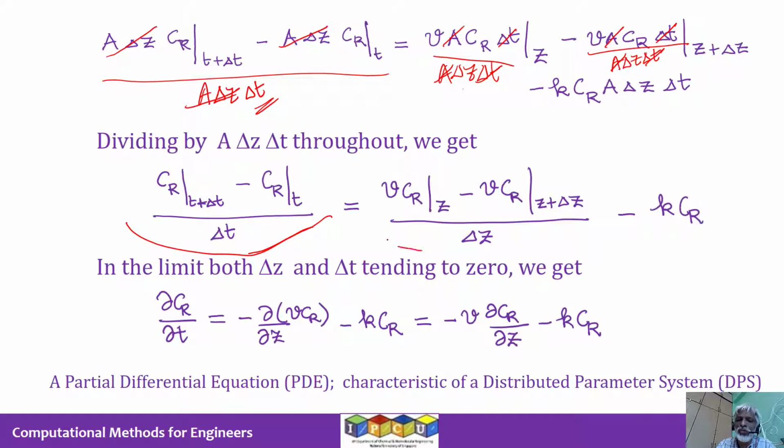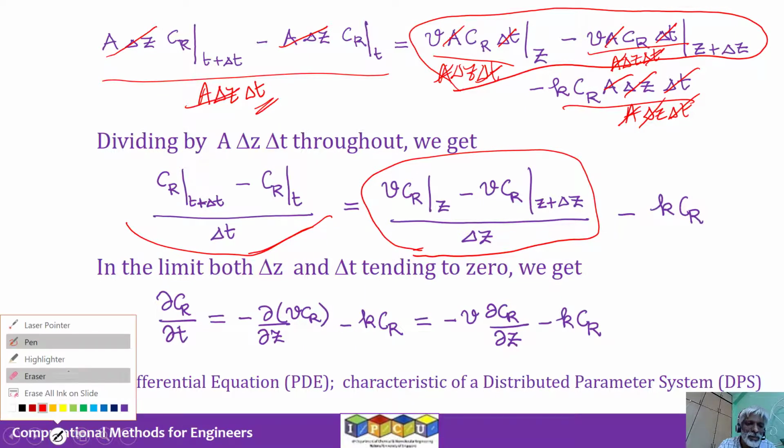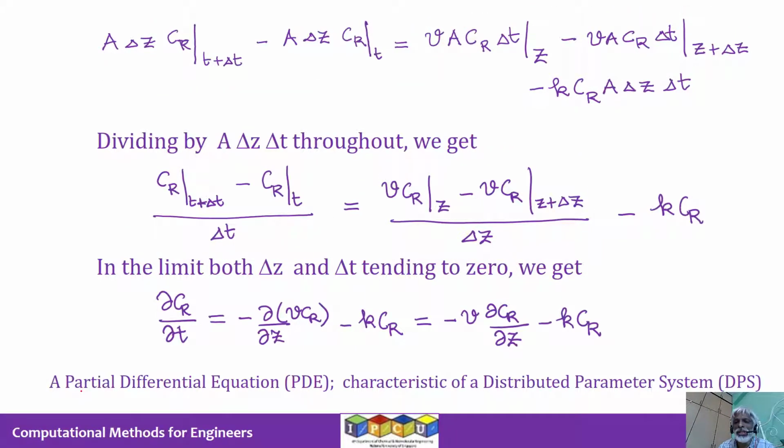So I hope you understand the origin of this term in this equation, just by dividing this term by A delta Z delta T, we would get that. And the last term, when you divide it by A delta Z delta T, what happens is this cancels out, leaving us with minus KCR. So at this point, after we have divided everything by A delta Z delta T, we are left with this.